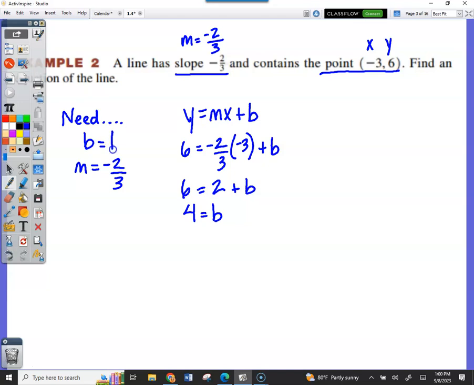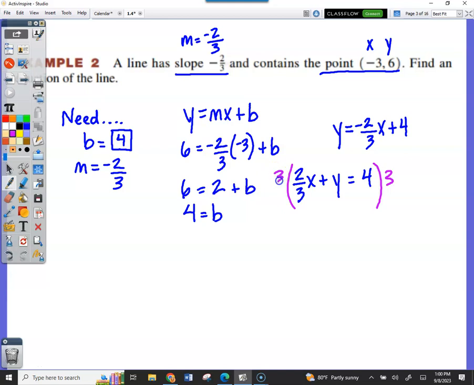I'm going to come back over here and put an empty box because we didn't know it and now we do know it. It's 4. So now I can write my equation. Y equals mx plus b. But I need to get it in standard form. I'm going to add this over. Multiply by what? Multiply by 3. And that is a much nicer equation than the original.